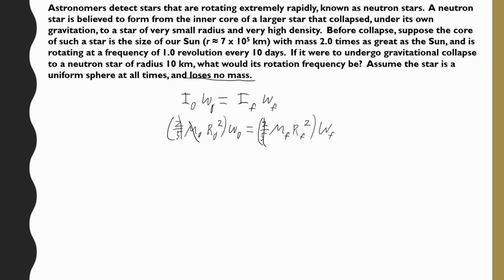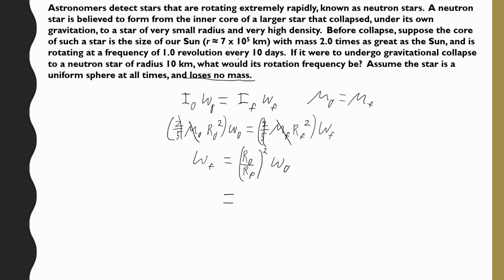But for simplicity, we will say that the initial mass equals the final mass, so we can cancel those out. And we want to find the final angular velocity, so we can just solve for it like this, divide that final radius to the other side and just square the whole thing. And there we're in business, so we can plug in our numbers here.